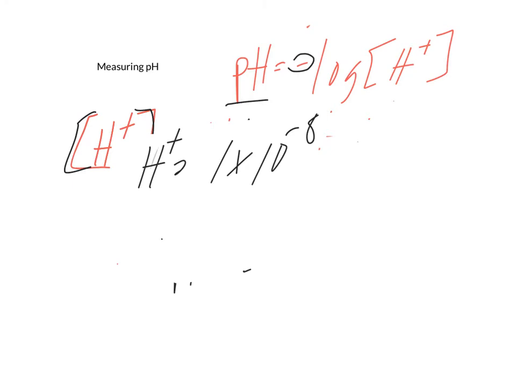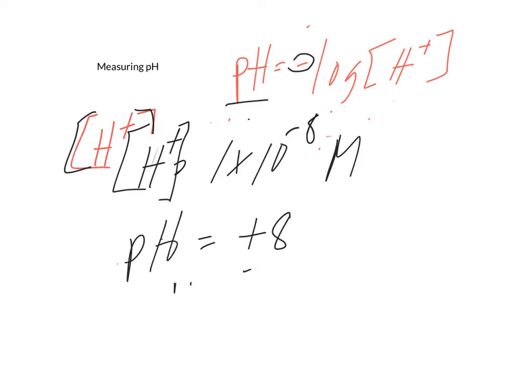Likewise, if you have a solution where the concentration of H plus is equal to 1 times 10 to the minus 8 molar, and you want to find out the pH, all you have to do is take the log of 1 times 10 to the minus 8 and change the sign. So the log of 1 times 10 to the minus 8 is minus 8. When you change the sign, it means the pH should be 8. This is a basic solution.